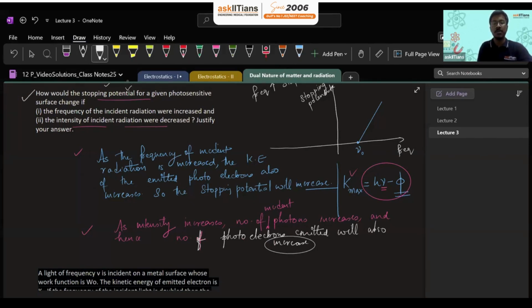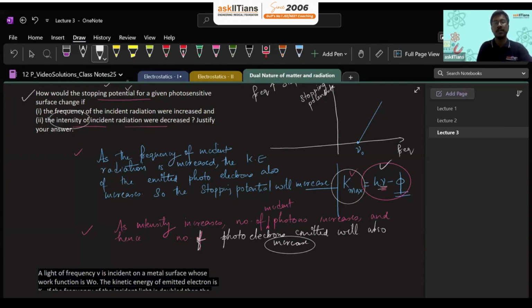Why? Because stopping potential depends on how much potential is required to stop the highest, most energetic electron which is coming out. But the energy of the emitted photoelectrons is not changing because the energy of the incident light is not changing. According to this photoelectric equation, the kinetic energy of the emitted photoelectron depends only on the frequency of incident radiation, right? And the work function. So since neither of them is changing, the intensity, even if it is changing, is not affecting the stopping potential, right?